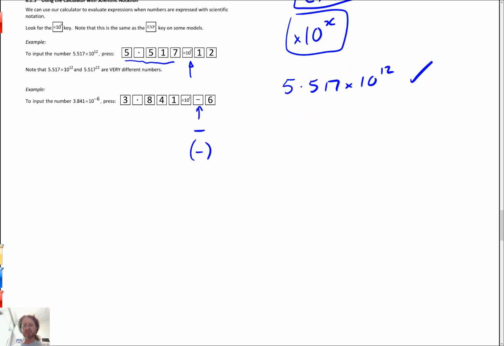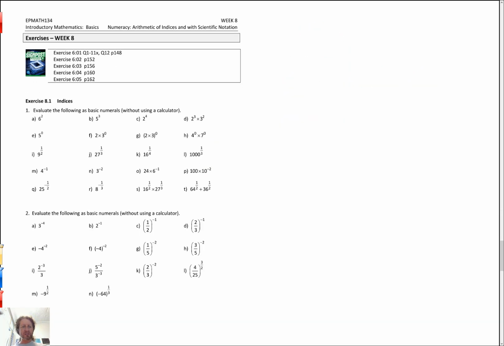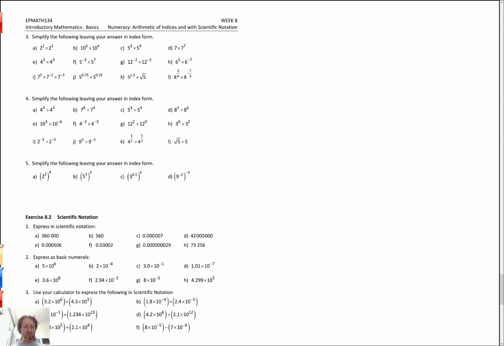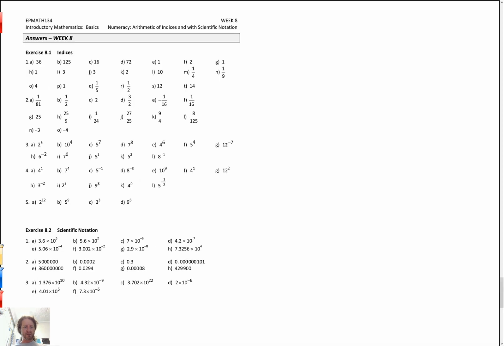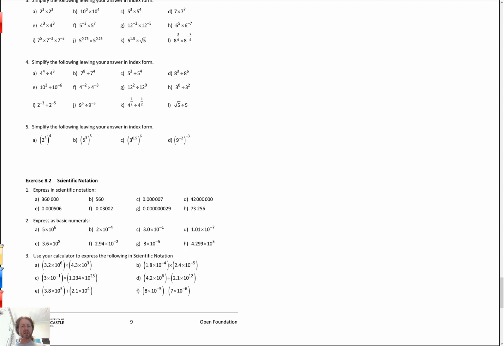So you'll see in the exercises, well, we've got some basic indices stuff. We've got our positive indices, negative indices, fractional indices. We've got scientific notation, and we've got some ones about putting scientific notation into the calculator just to check that.